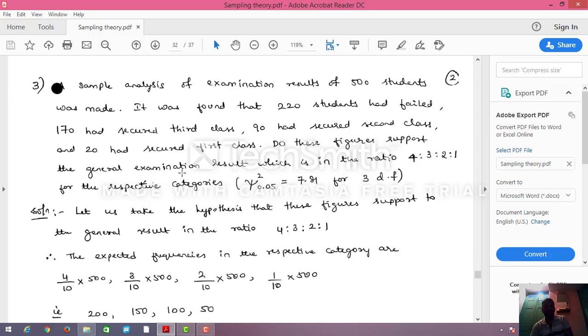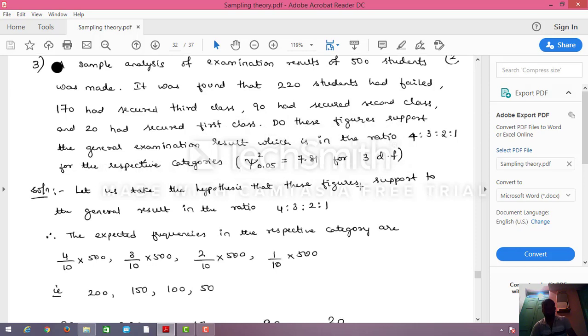Here also the chi-square test value is given for the 5% level of significance: 7.81 for 3 degrees of freedom. Why are 3 degrees of freedom given? I will specify how many categories there are. One category is failed students, and then third class, second class, and first class. So in total there are 4 categories, so n is 4 here. So n minus 1 degrees of freedom is 4 minus 1, which is 3 degrees of freedom.